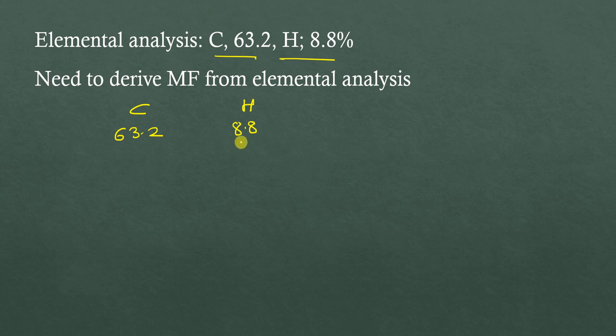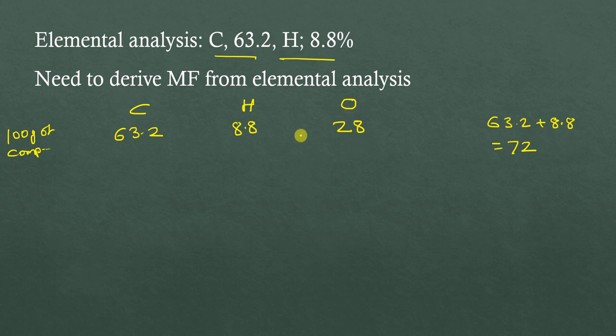If this total is not 100, then whatever the remaining percentage is will be the percentage of oxygen. If you look at this number, 63.2 plus 8.8, this will be 72. So the remaining 28% will be oxygen. So assume we have 100 grams of compound. In that 100 grams of compound, 63.2 grams of carbon, 8.8 grams of hydrogen and 28 grams of oxygen are present, right?